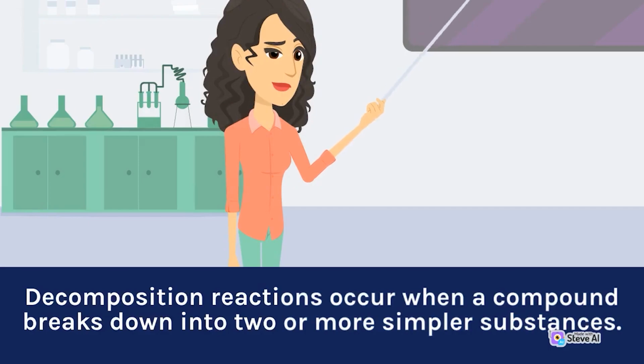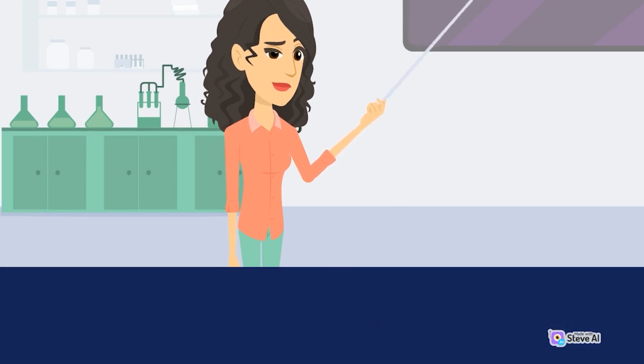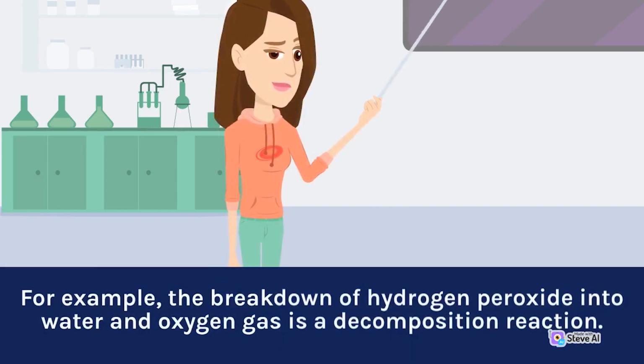Decomposition reactions occur when a compound breaks down into two or more simpler substances. For example, the breakdown of hydrogen peroxide into water and oxygen gas is a decomposition reaction.